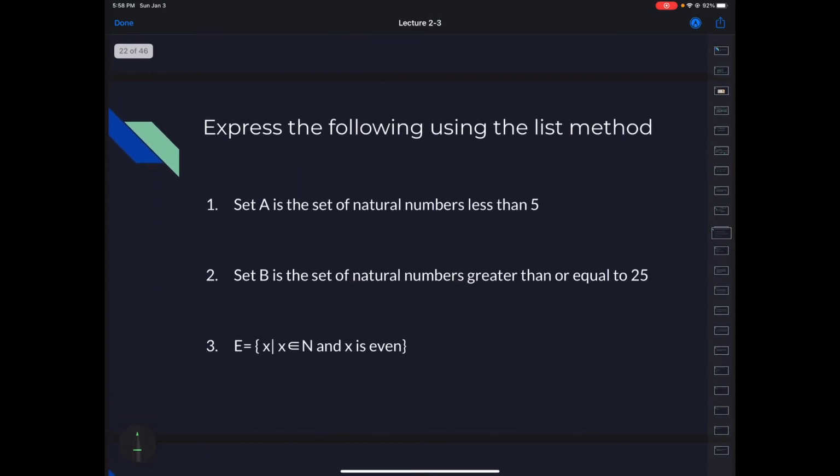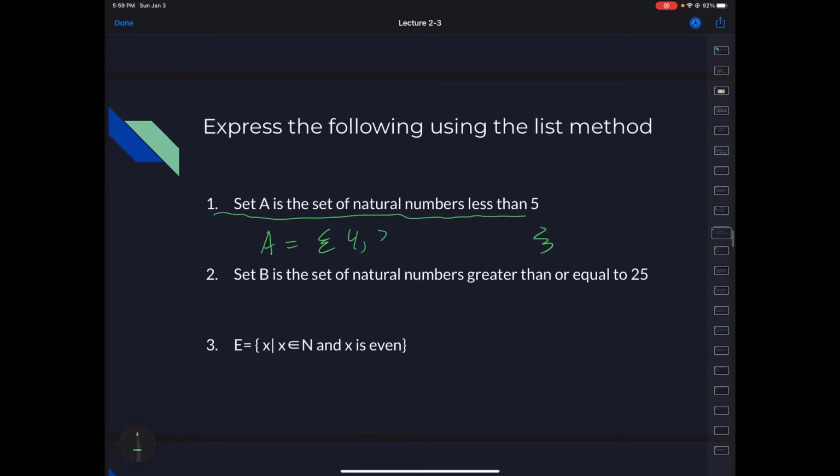For example, we have this slide here. Express the following using the list method. List out the set A, which is the set of natural numbers less than 5. Feel free to take a minute and try this on your own. So we have the set A, the set of natural numbers less than 5. If I'm counting down, 4 is less than 5, 3 is less than 5, 2 is less than 5, 1 is less than 5. We don't go below 1. We don't have 0 or negatives, so that's just our answer.